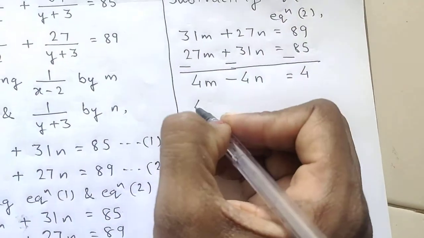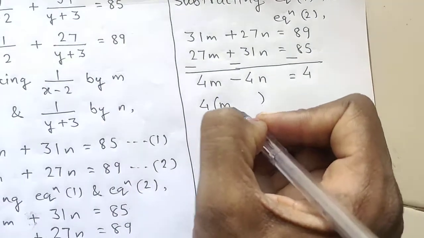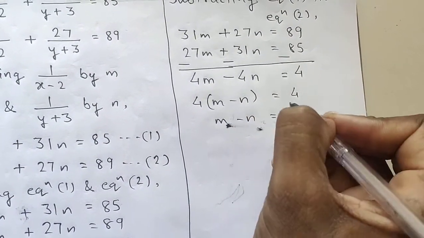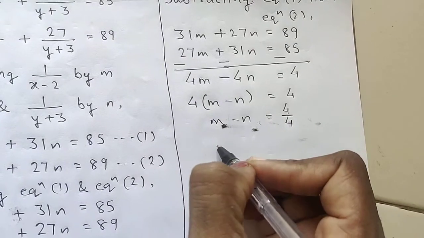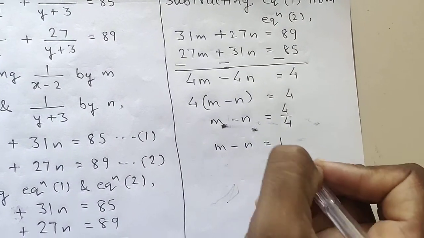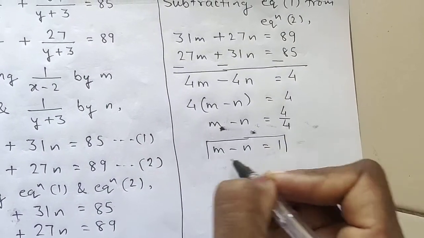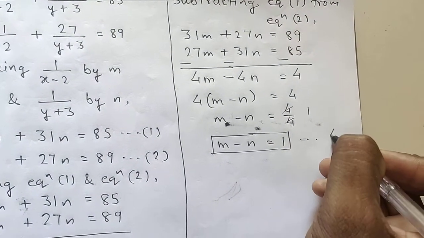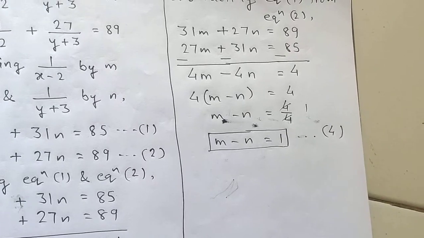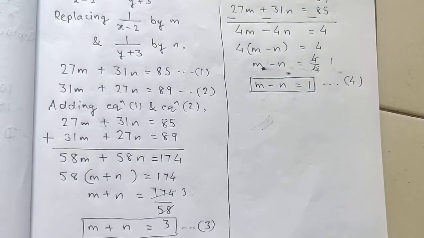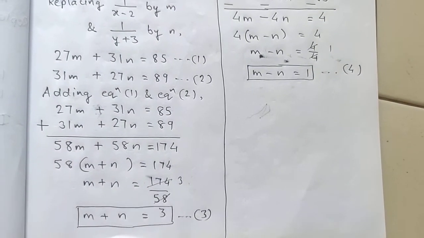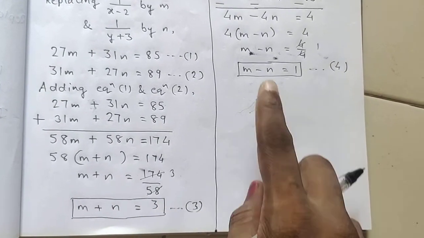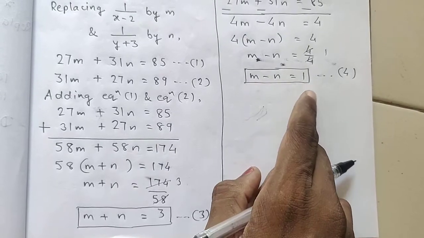Now you can take 4 common, so what are you getting? m minus n is equal to 4 upon 4. What is 4 upon 4? 1. You know 4 ones are 4. Okay, so let us call it equation number 4. So we have equation 3 and equation 4. Your equation 3 is m plus n equal to 3 and equation 4 is m minus n equal to 1.